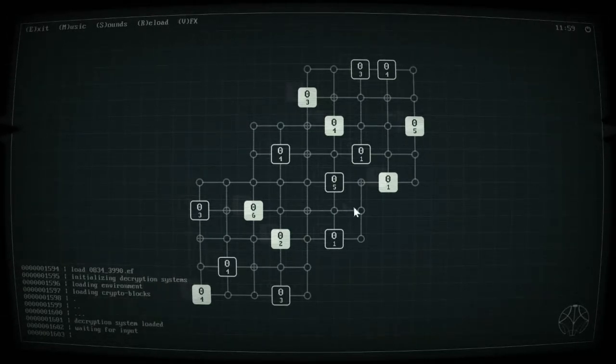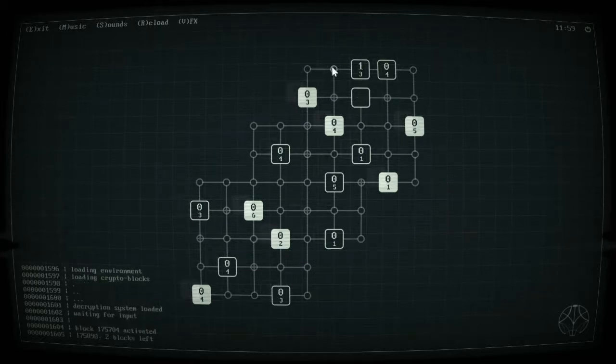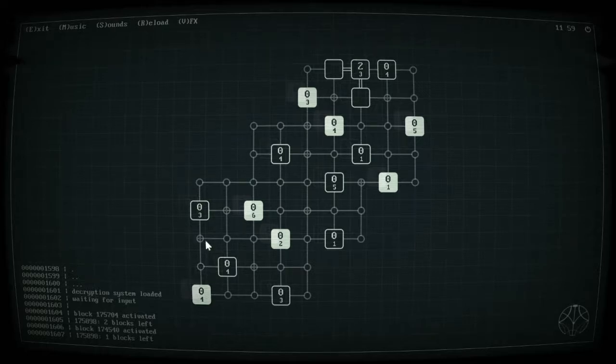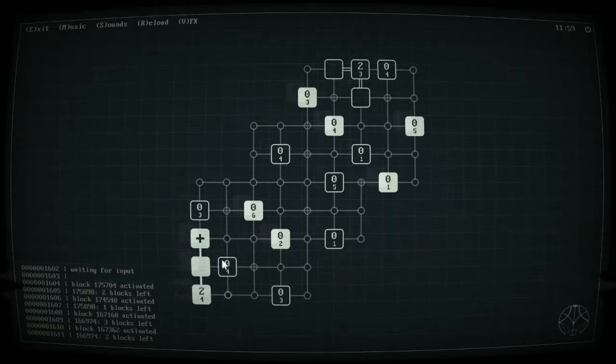I was looking up how to get into part four, and it turns out there's no secret way. You just gotta do all the puzzles. Okay. 1, 2, and 3. These have to be lit. 4. 1, 2, 3, 4. Or 1, 2, 3, 4. These two have to be lit. 1, 2, and then something else. Or actually, just this one at least.